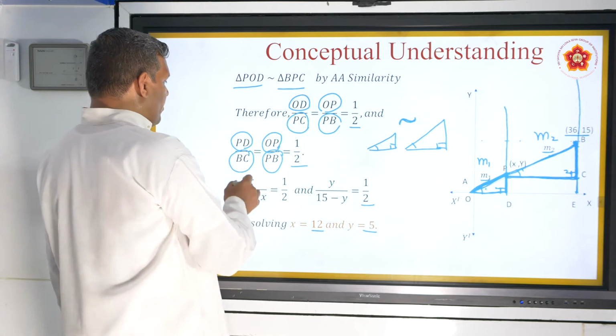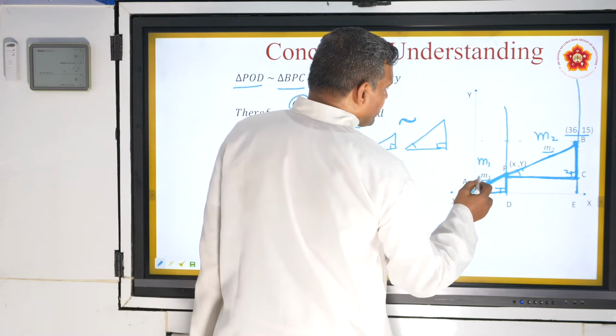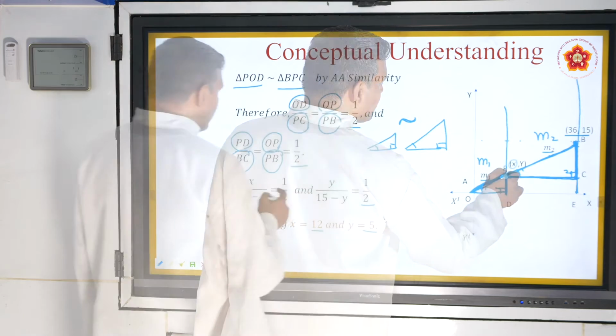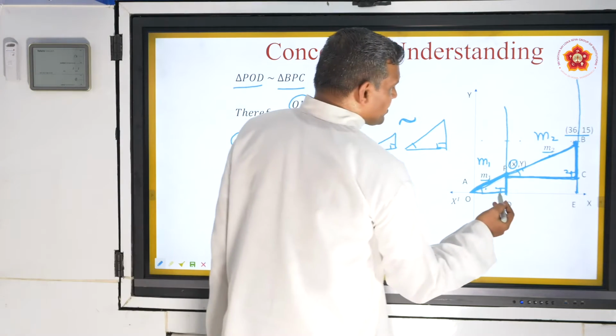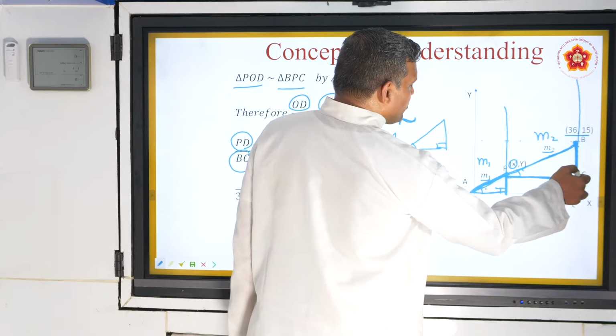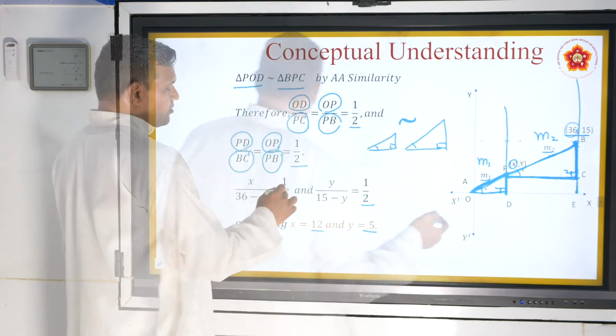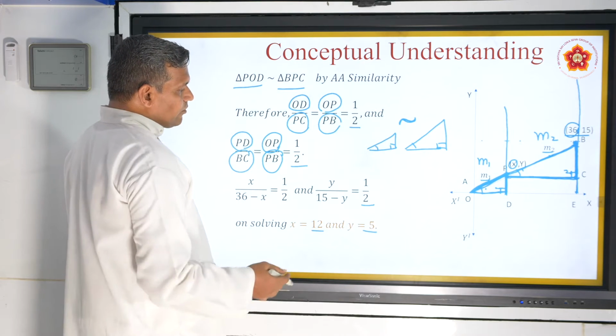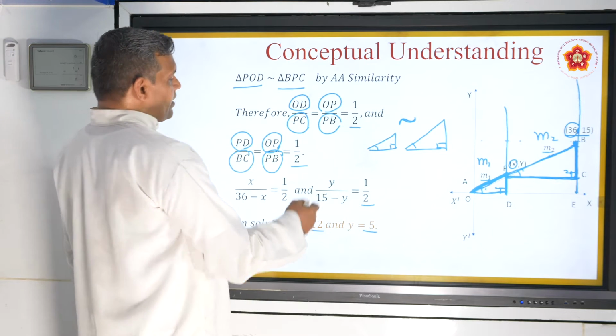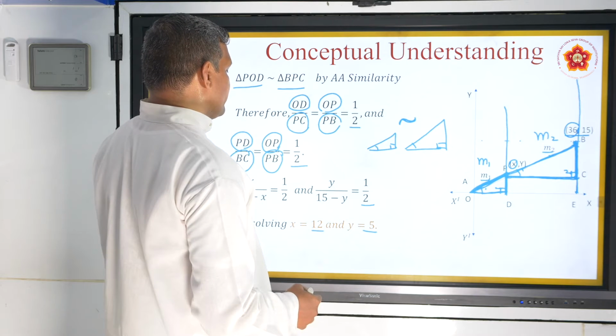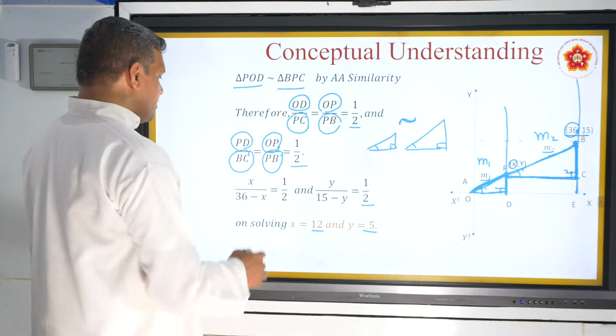Now look, what is PD? This is P and this is D. Then what is BC? Look at BC. This is BC. How do you get BC? BC is BE minus EC, that is equal to half. And on the other side similarly, y by 15 minus y. Cross multiply and get your answer.